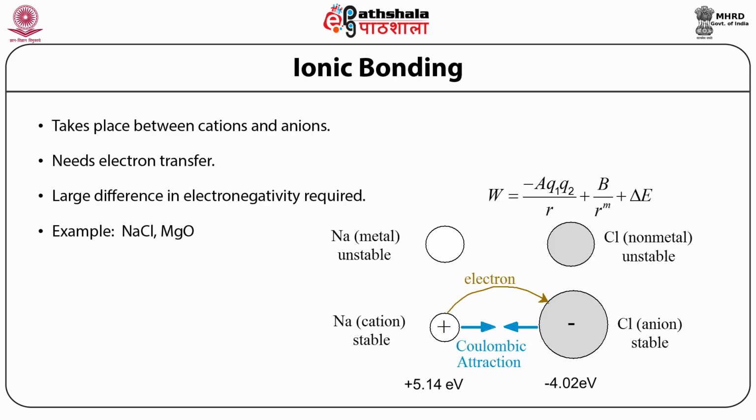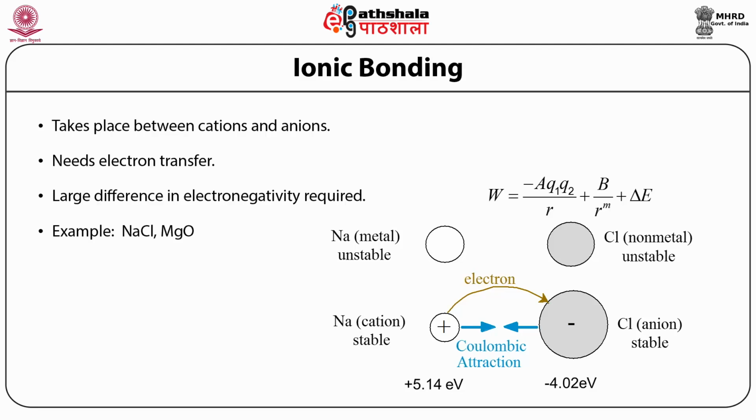the attractive force between the two can be written by Coulomb's law, which is minus A Q1 Q2 by R square, where A is a constant. Q1 Q2 are the charges on each ion and R is the separation distance. That is, the resulting potential energy can be written as minus A Q1 Q2 by R. This attractive force varies as square of the distance between the two ions.